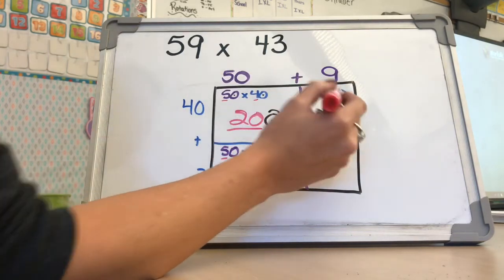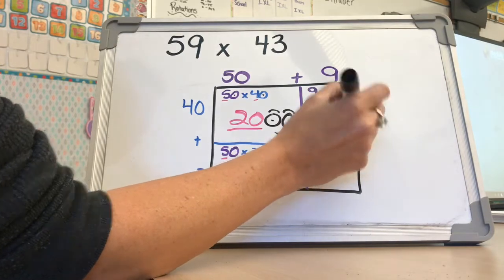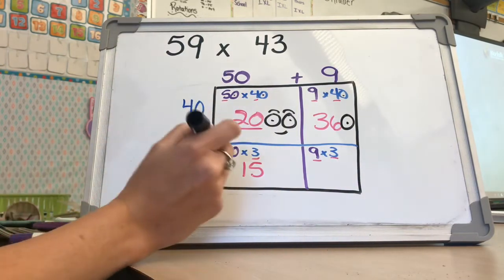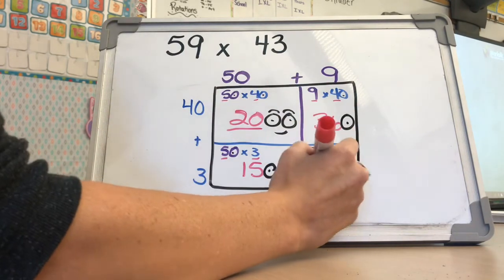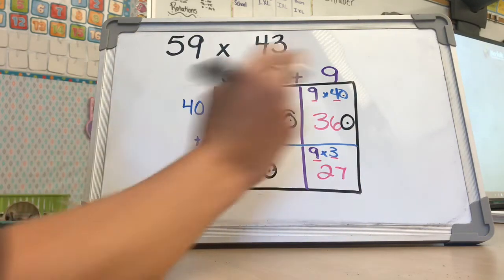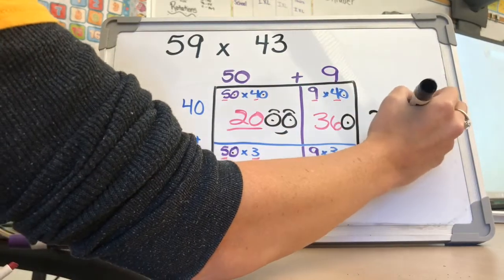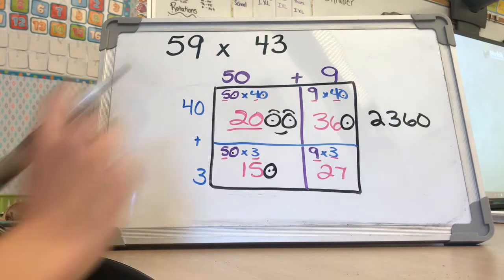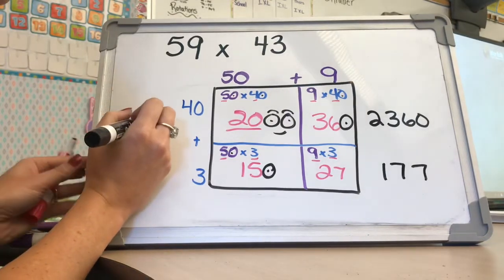Let's move on. 9 times 4 is 36 plus our 0. 5 times 3 is 15 plus our 0. 9 times 3 is 27. So now we go ahead and add up. 2,000 plus 360 is 2,360. 150 plus 27 is 177. So we add those two numbers up.